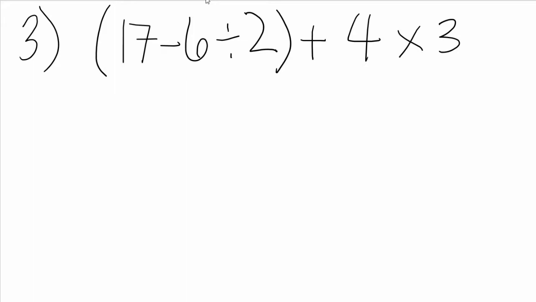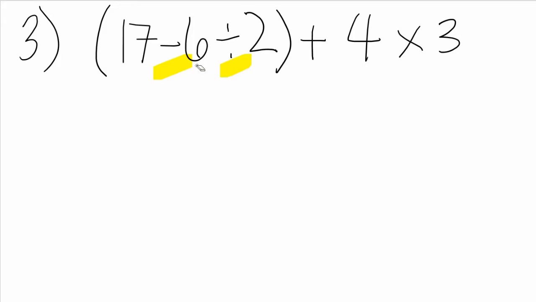Okay, now, so let us solve for the equation 17 minus 6 divided by 2 in parentheses plus 4 times 3. Okay, so ano unahin natin gagawin? Nakita natin mayroong parentheses sa ating equation. So, unahin natin yung nasa parentheses. But then, we have a subtraction here and a division here. Siyempre, sa ating MDAS rule, laging uunahin si division kesa sa subtraction.